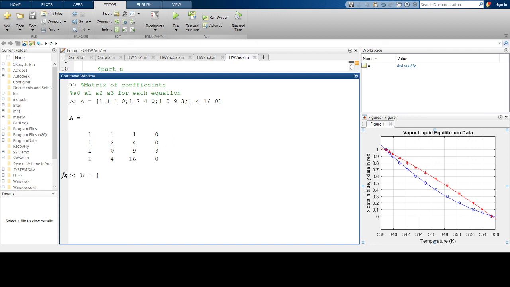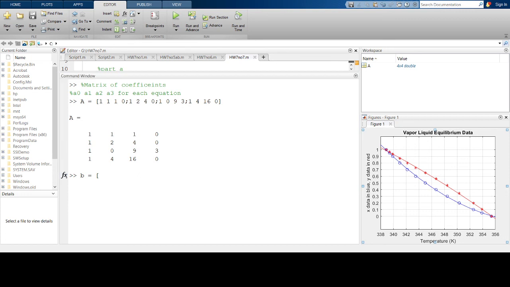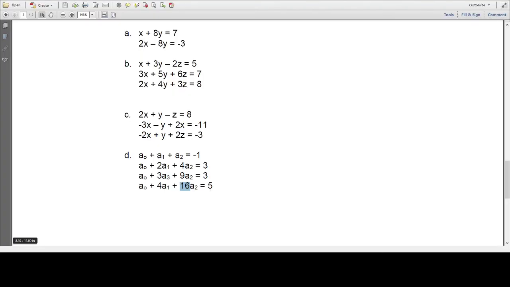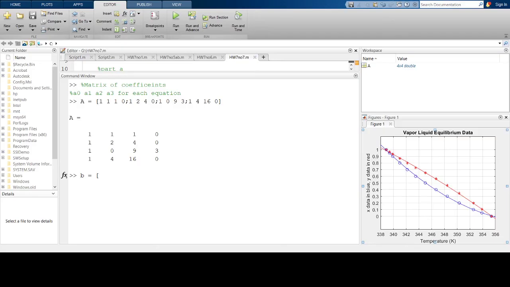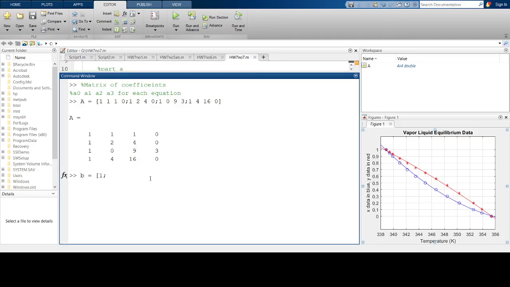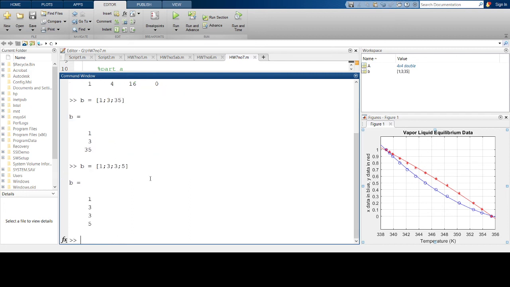And now let's create the vector with the numbers on the right hand side. Let's go back to the prompt and see what these numbers are. So there'll be 1, 3, 3, 5. Okay, let's go to MATLAB and just write 1, 3, 3, 5. Nope, I want it to be a column. Here we go. So this is my column vector.